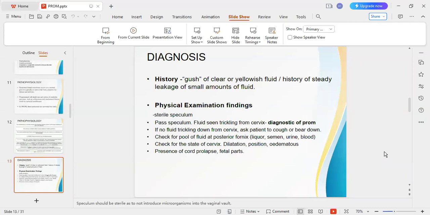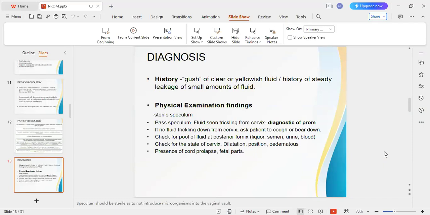Then we come to the sterile speculum examination. So we pass our sterile speculum and then see if we can see any fluid trickling from the cervix. If it is observed that there is fluid trickling from the cervix, then you know that this patient has PROM. You could also find that there is no fluid trickling. However, you can ask the patient to try to cough or try to increase the intra-abdominal pressure or bear down, and you would also observe fluid trickling if it is PROM.